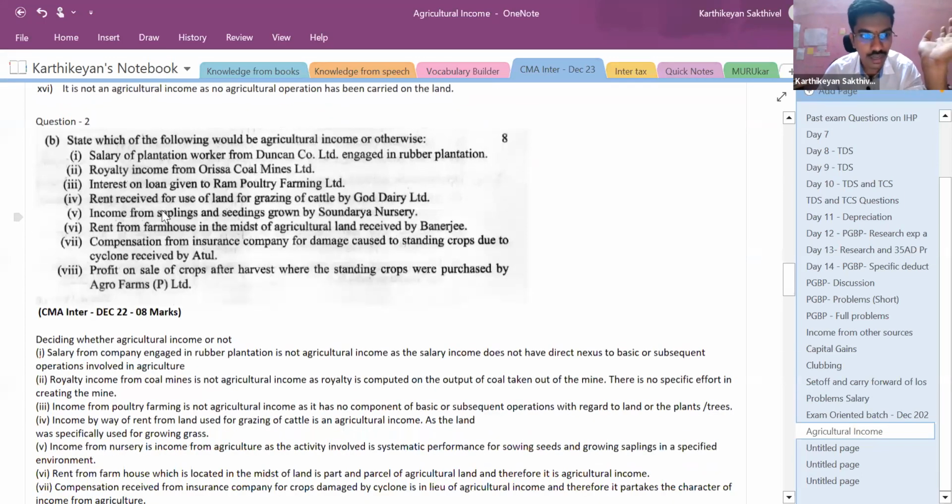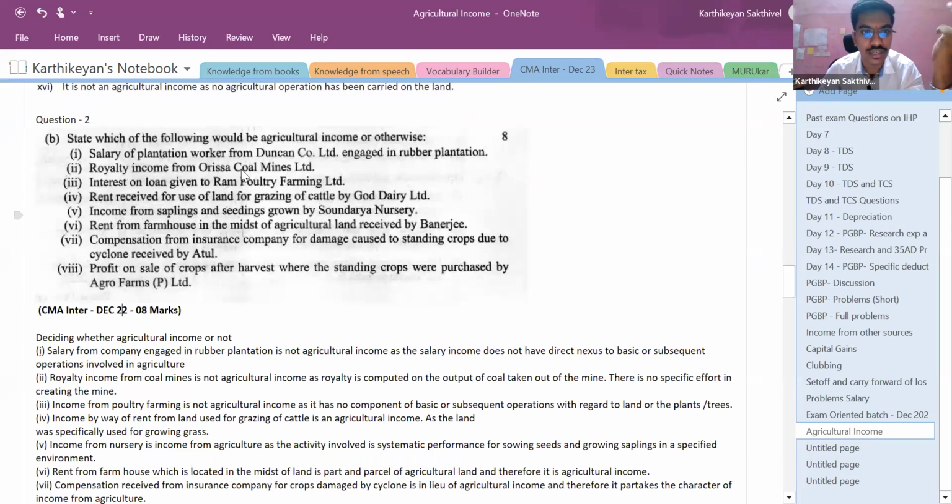Okay. So first one is salary of plantation worker from Duncan company engaged in rubber plantation. Any salary is to be treated as other than agricultural income. It is not an agricultural income. Right. Royalty income from Orissa Coal Mines Limited. Again, it is not an agricultural income. Any income which is from a mine is not to be treated as agricultural income. Interest on loan given to Ram poultry farming. First of all, poultry farming itself is not agricultural income. Interest which is given is also other than agricultural income.